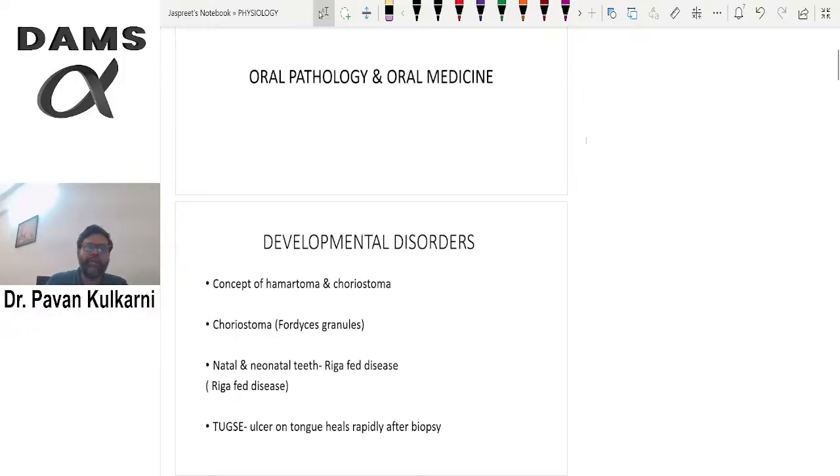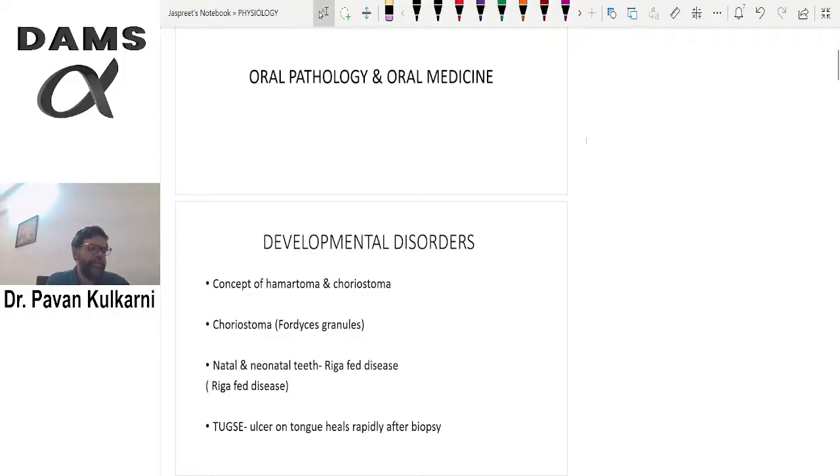Like developmental disorders. Whenever I talk about developmental disorders, I should know what a hamartoma is and what a choristoma is. What is a hamartoma actually? You should know about that. What are the examples of hamartomas? What is a choristoma, and what are the examples of choristoma? For example, Fordyce's granules is an example of a choristoma. So that concept you are supposed to know.